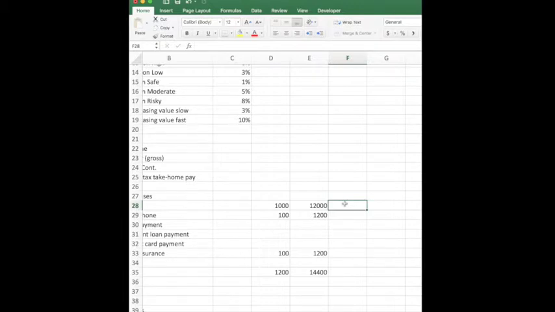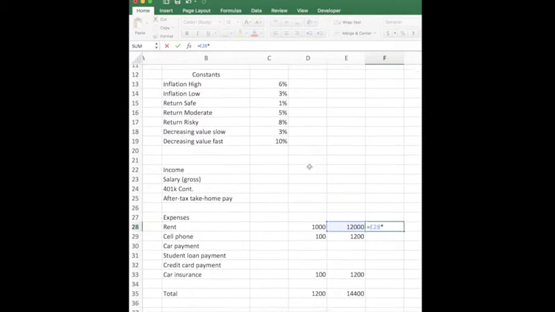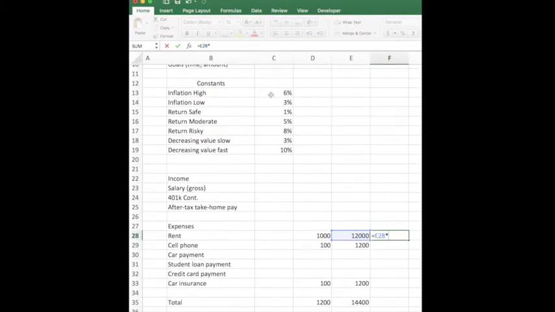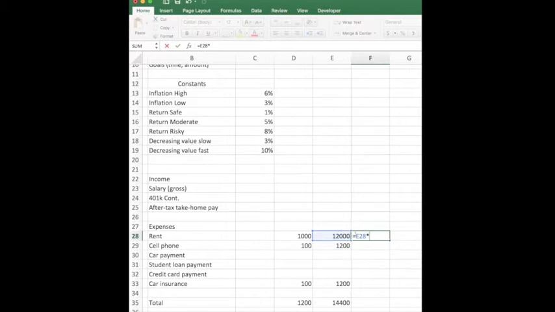So this cell will be equals, and it'll be this year's rent times one of our inflation multipliers. In this case, do we think rent's going to be rising at 6% or at 3%? I'm going to say rent's going to rise probably at 6%. I think rent's going to rise quickly. This is my estimate. This is my budget. It's my guess. So I'm going to put an inflation number in here for rent moving forward.